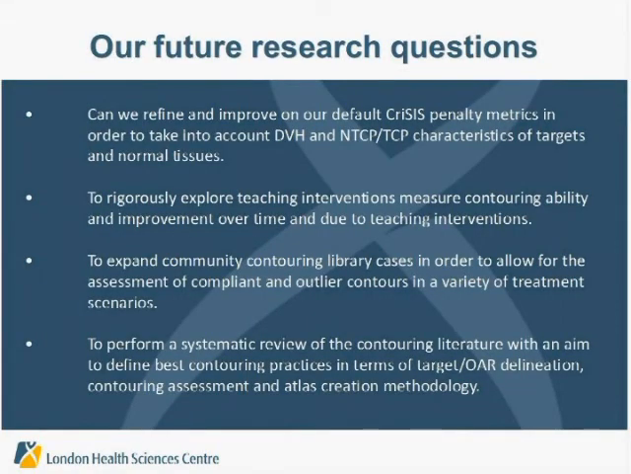So this leads into further research questions that we're interested in. Can we refine our crisis penalty metrics to take into account these dosimetric differences and further adapt them with regards to this concept of hierarchy of contouring? To look at more issues with regards to teaching interventions and looking at contouring improvement over time as opposed to a one-off like we did last summer. To expand our multiply contoured data sets in order to assess various compliance and outlier contours in a quality assurance mode. Also, we're interested in doing a formal systematic review in the future with regards to best practices.